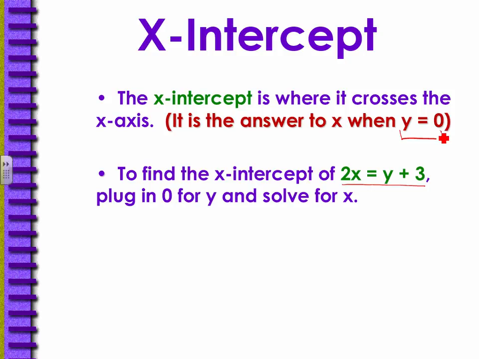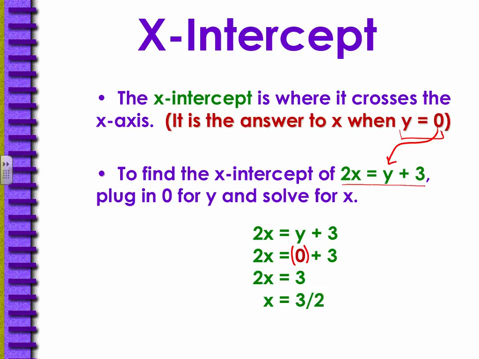However, if we know that the y value is 0, what we can do instead is substitute 0 for y and solve for x. So instead of y, let's replace y with 0, and it would be good to have parentheses around what we're substituting in. Simplify and solve for x. So we're going to divide both sides by 2 to get x by itself. So we get x to equal 3/2. You can write it as 1.5. Either way is fine.